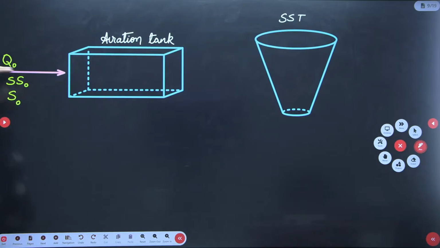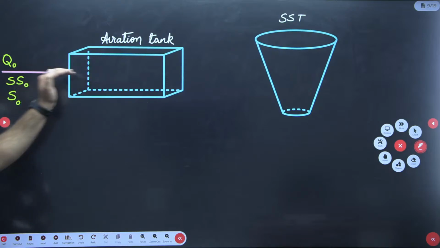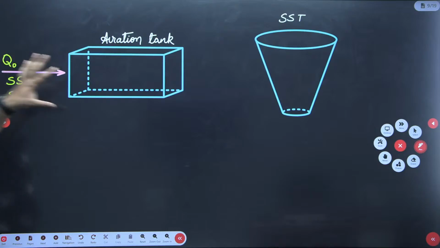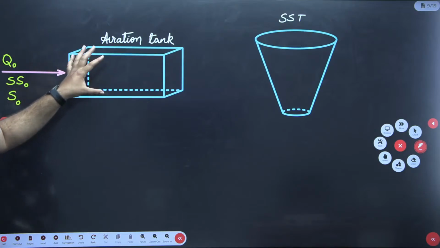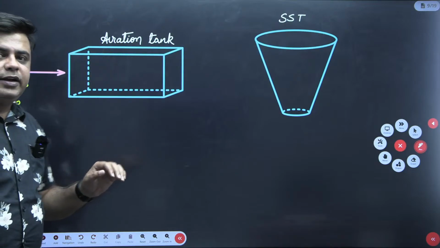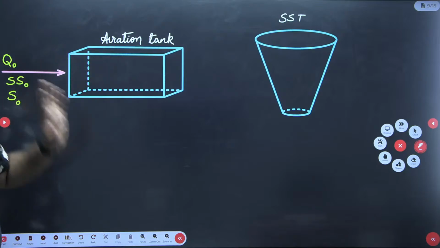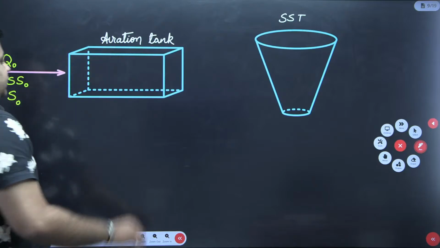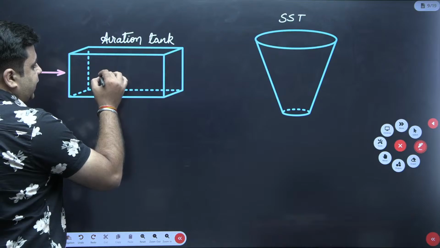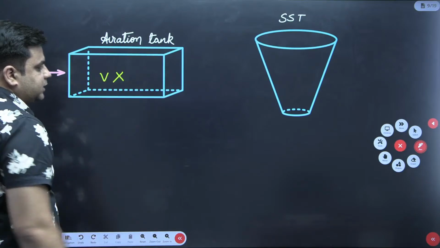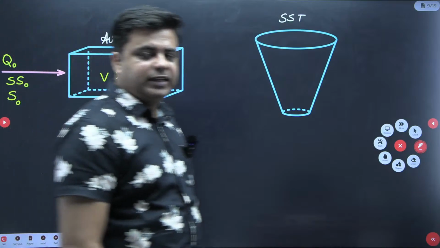S naught is the BOD of the wastewater which is entering into the aeration tank. SS naught is the suspended solid concentration that is coming along with the wastewater into the aeration tank. Discharge of the wastewater that is coming into the aeration tank is Q naught. The volume of this aeration tank is V and the concentration of biomass inside the aeration tank is X.